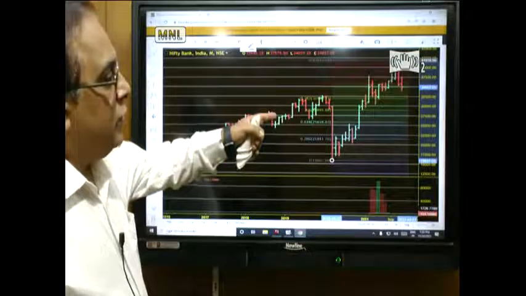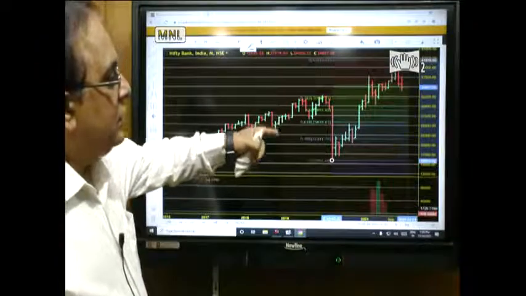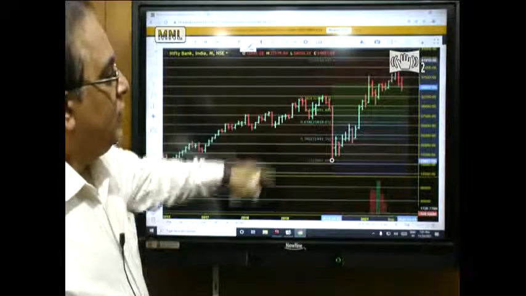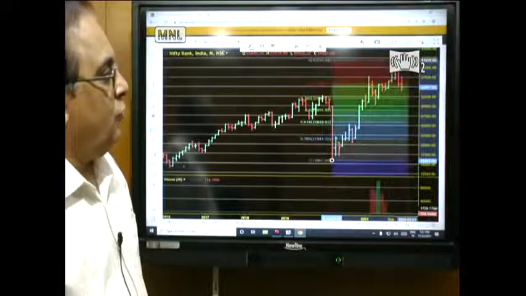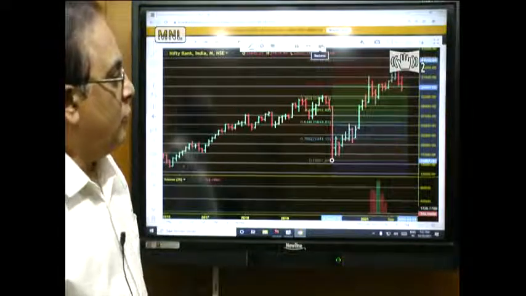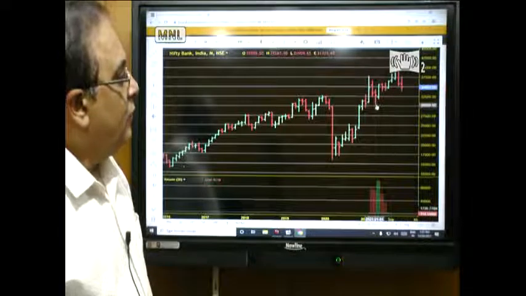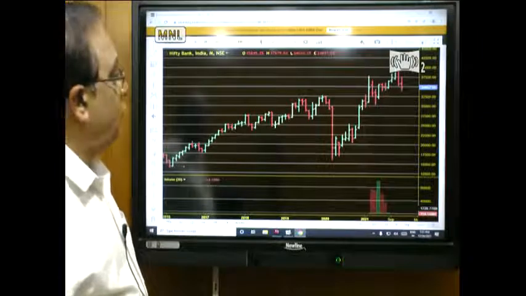So this breached the 23.5% retracement. So there is a chance that it can come to the 38.2% retracement, which is closer to 32,000. This is one level you keep in mind as far as Fibonacci is concerned. Now let's draw it from this level. Where does it stand?